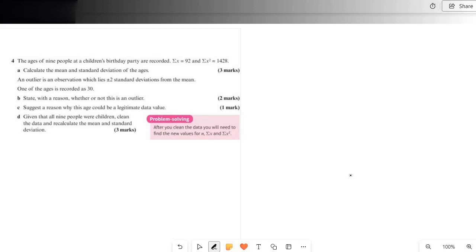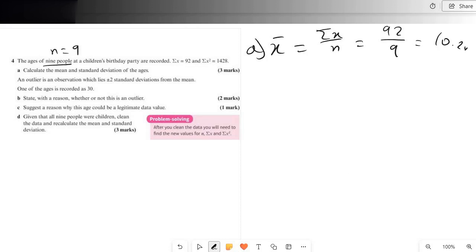For number 4, which is the last question, the ages of 9 people at a children's birthday party are recorded, where summation of x, which is the sum of the ages, is 92, and the summation of x squared, which is the summation of all the ages squared, is going to be 1421. So we have to find the mean and the standard deviation. So if you remember, mean is going to be summation of x divided by n, which is 92 divided by 9. As you can see here, n is 9 because there are 9 people. So there are 9 ages here, which gives us a value of roughly 10.2 years.